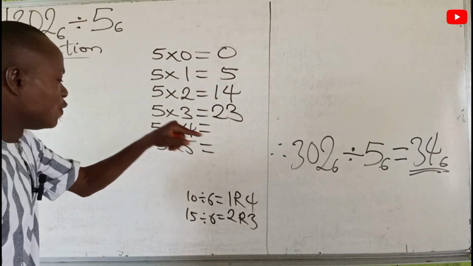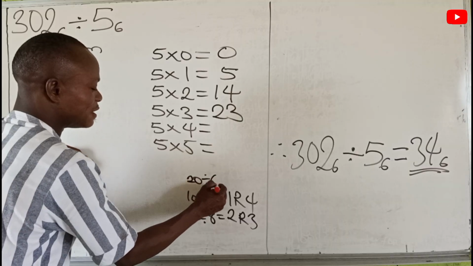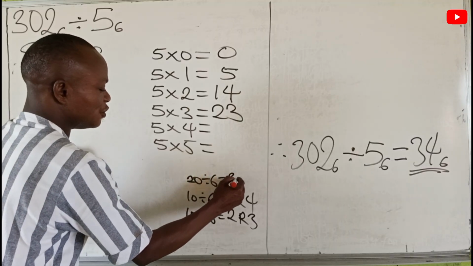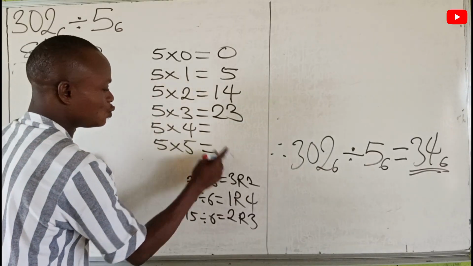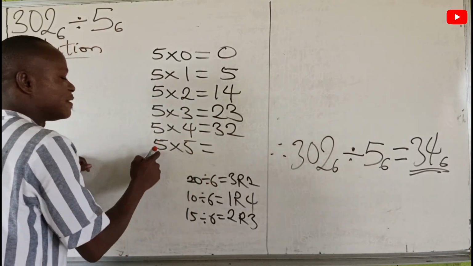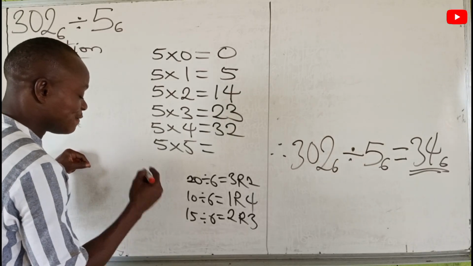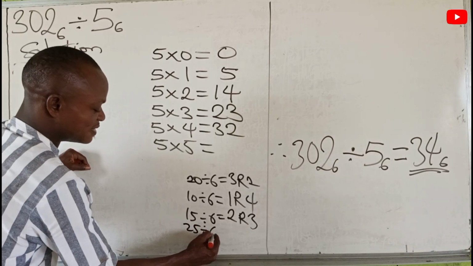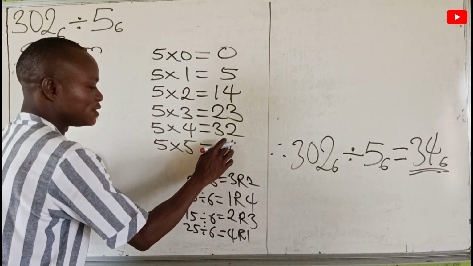Now 5 times 4 will give us 20. And 20 divided by 6 will give us 3 remainder 2. That means our answer is 32. Then 5 times 5 is 25. And 25 divided by 6 will give us 4 remainder 1. That means our answer is 41.